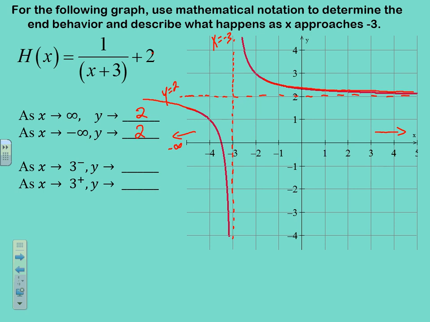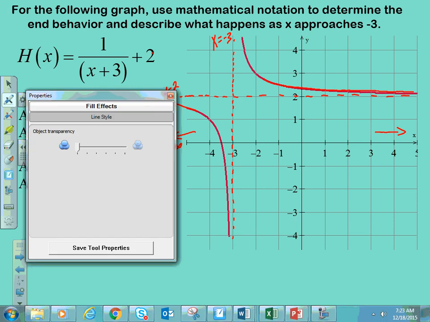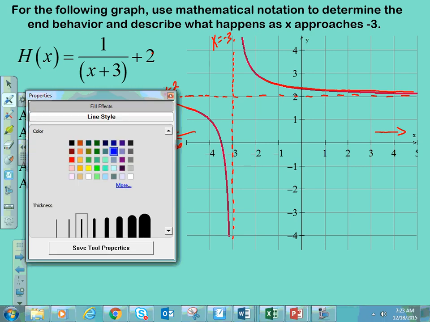Now let's look at our new notation. So here, where it says as x approaches 3, and kind of in that exponent spot with the negative sign, what this is saying is, as x approaches 3 from the left side, what does y do? Okay, let me pick a different color here so we can differentiate what we're looking at here.